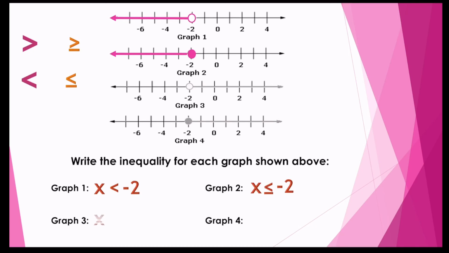Okay, let's go to graph 3. I write my x, and my circle is on -2. So I write my -2. Since it's an open circle, again, it's one of these two. Then it's shaded to the right this time. So I'm going to write greater than. On graph 4, I'm going to write my x. Look at this. It's a closed circle on -2. So I put a -2. Since it's closed, it means I have one of these two things. Well, it's shaded to the right.